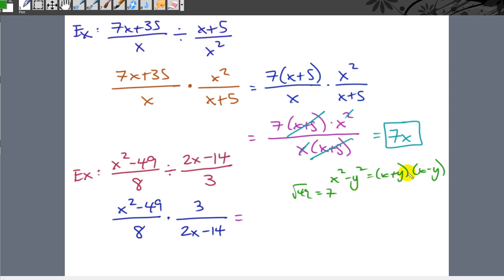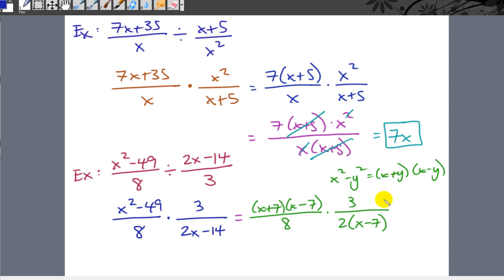So if you were to factor this, and go back to the other videos if you don't see how that works, this is x minus 7, x plus 7 divided by 8. And then we have 3 divided by 2x minus 14. There's a 2 in common with both of these terms, so we can factor out a 2. So we have something like that.